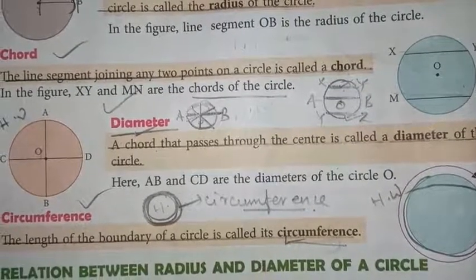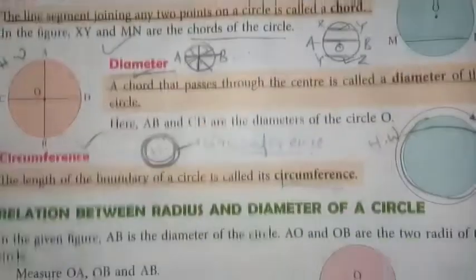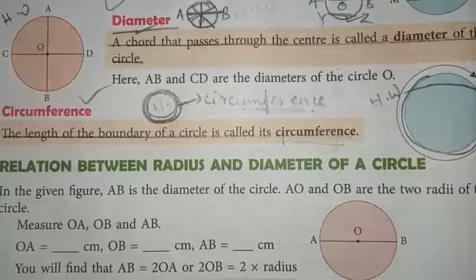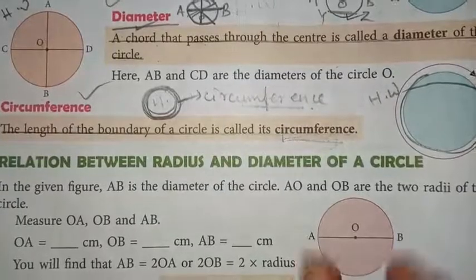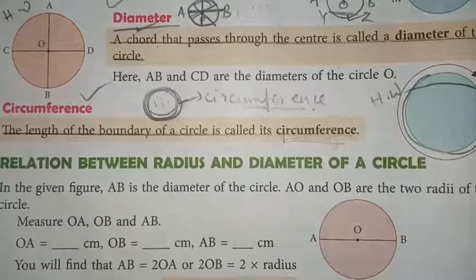After this, we will discuss the relationship between the radius and the diameter. The full length here you can see is the diameter. So this is the diameter.